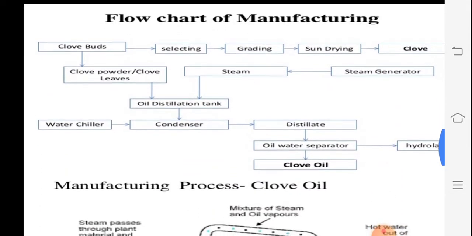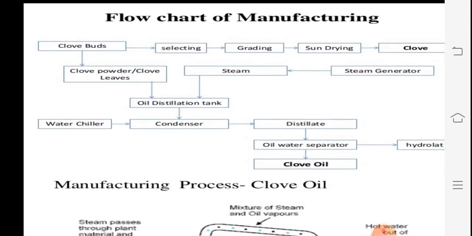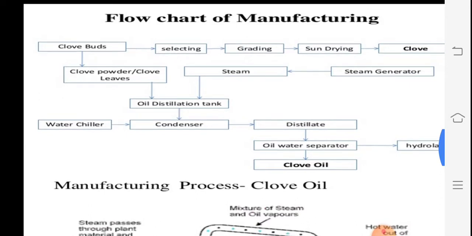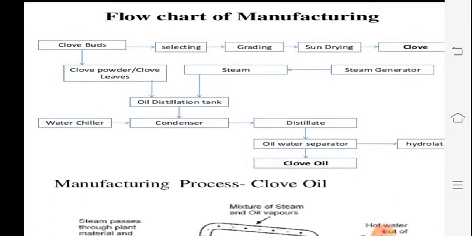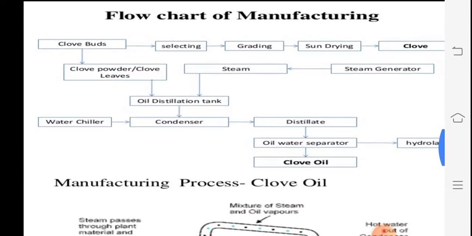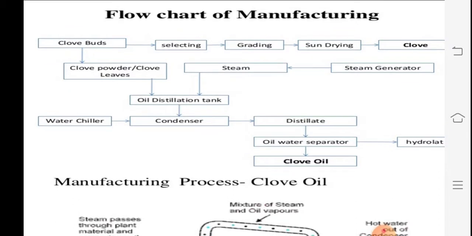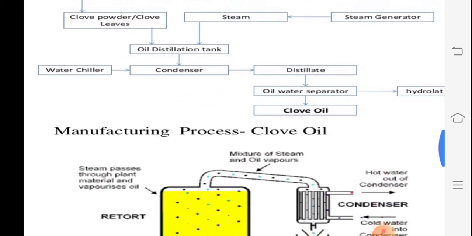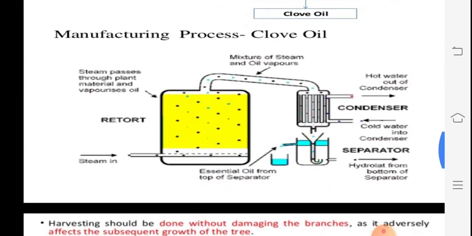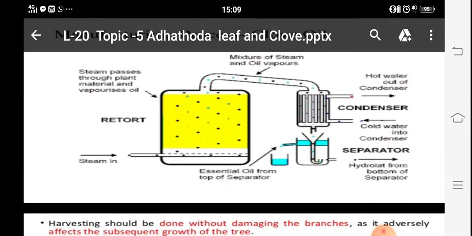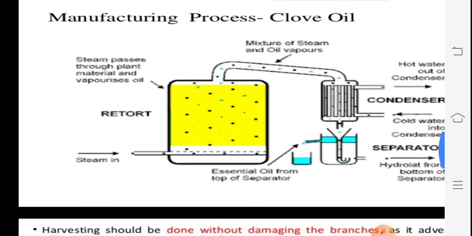Then in the flow of manufacturing of the clove, market clove is there. So clove buds are selected, grading is done, and then sun drying. Then the clove is generally brought to the steam bath, to the oil distillation tank, then condenser, water chiller, then distillation, and the clove oil is also obtained. So this is just a photograph I have selected for our understanding.